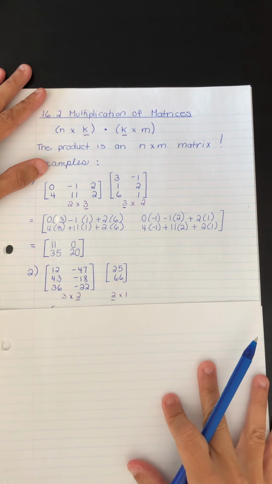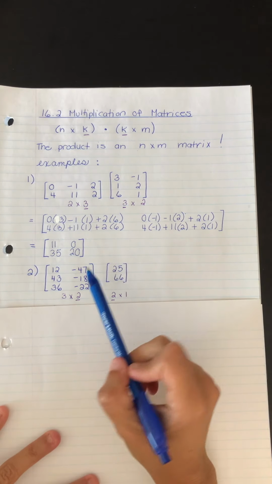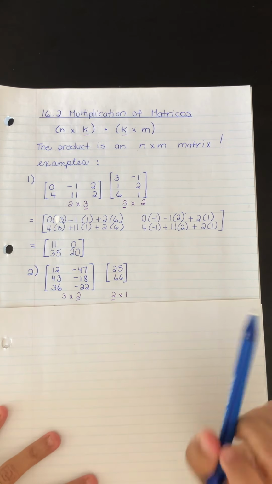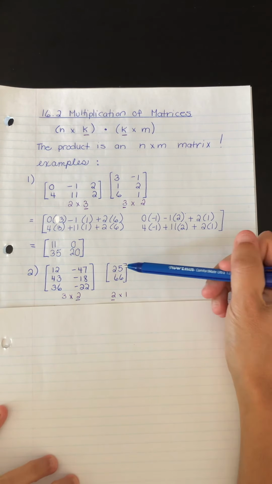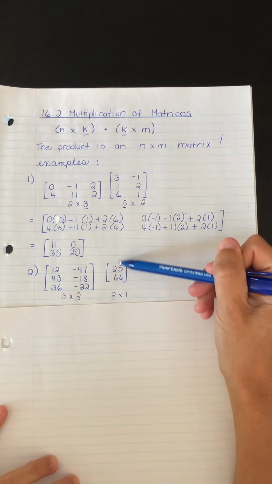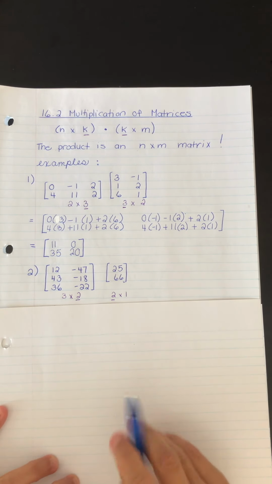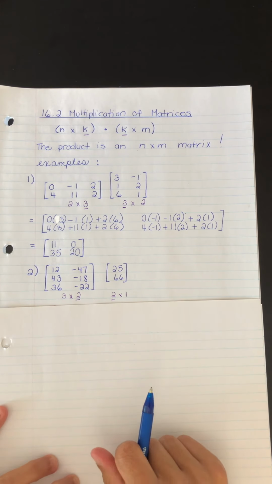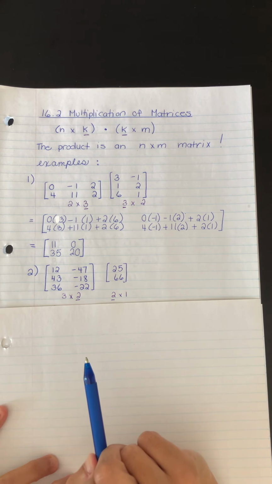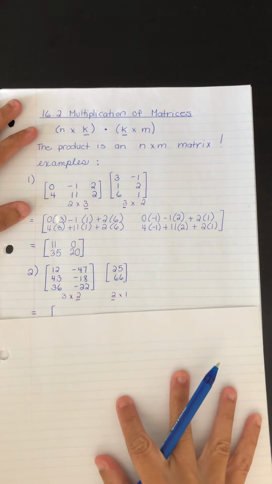Okay, let's try a second one together now. In our second example, we have a matrix with 3 rows and 2 columns. So it is a 3 by 2 matrix. This one to the right has 2 rows and 1 column. So it is a 2 by 1 matrix. What final size should our answer have? It should be a 3 by 1 matrix, which means 3 rows but only 1 column.